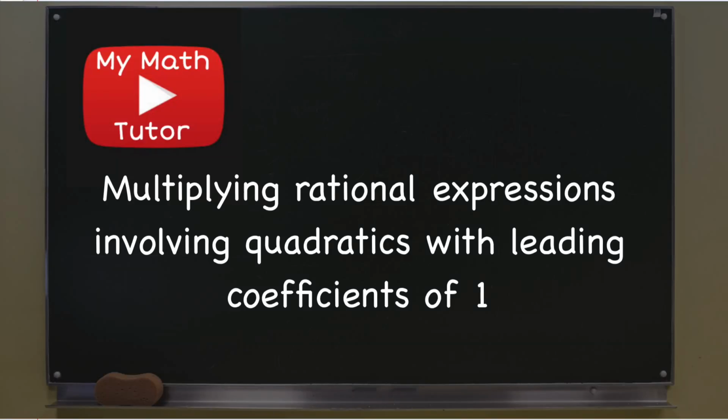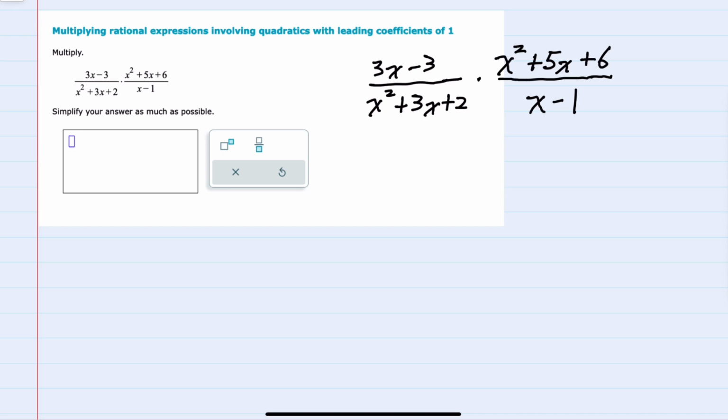In this video, I'll be helping you with the ALEKS problem type called multiplying rational expressions involving quadratics with leading coefficients of 1. And in this example, we're asked to multiply these rational expressions and to simplify our answer as much as possible. And our process will be to first factor any of these expressions as much as possible, and then determine if any of those factors will cancel.